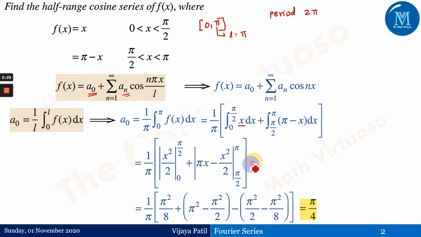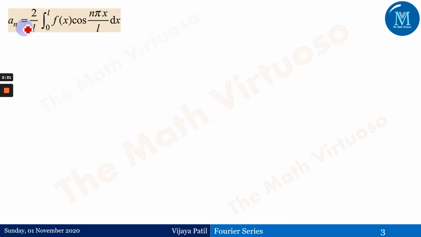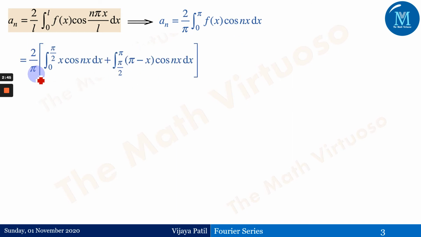Just take a pause here, work through everything on your own, and check the function and the output, or you can say the value of a0. Then an becomes 2 by L integration 0 to L f of x cos of n pi x by L. So an is equal to 2 by pi integration 0 to pi f of x cos of nx dx, and therefore it's 2 by pi times integration from 0 to pi by 2 of x cos of nx dx plus integration from pi by 2 to pi of pi minus x cos of nx dx, right?